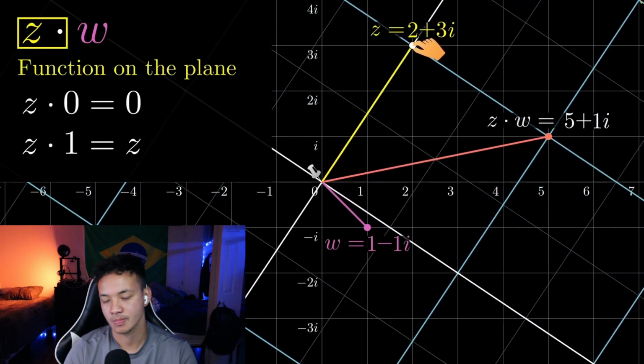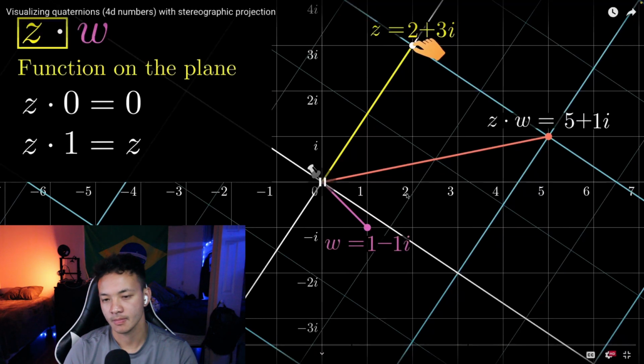This is also how I'll have you thinking about quaternion multiplication later on, where the number acts as a kind of function.